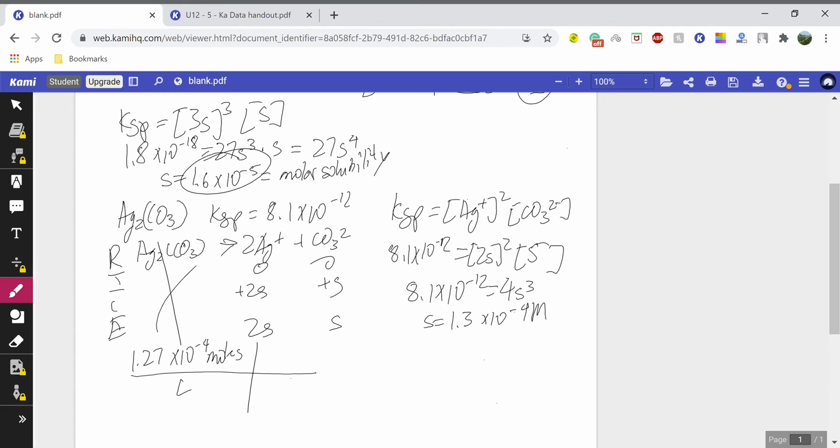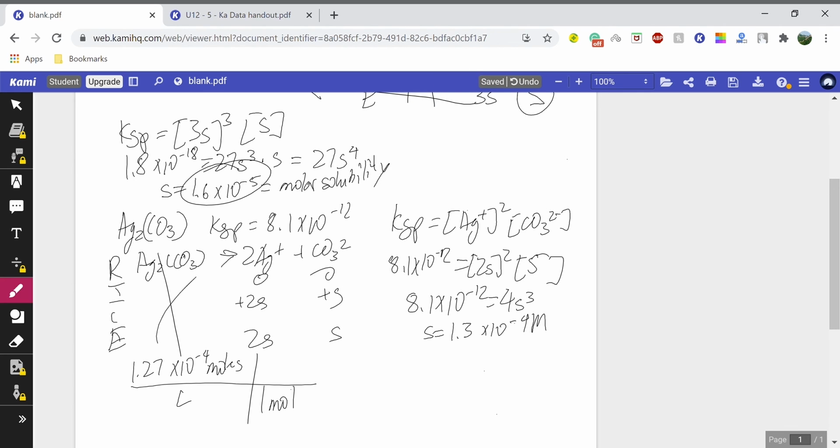Over, how many grams are in 1 mole? We want to keep liters because we're solving for grams per liter. The question asks for the solubility in grams per liter, so we keep liters, and the moles are going to cancel out. So how much is in 1 mole of Ag2CO3? Ag is 107.87 times 2, plus carbon 12.01, plus 16 times 3. It's going to be 275.75 grams. So 1.27 e to the negative 4th times 275.75 gives you 0.035 grams per liter. So our solubility is 0.035 grams per liter.